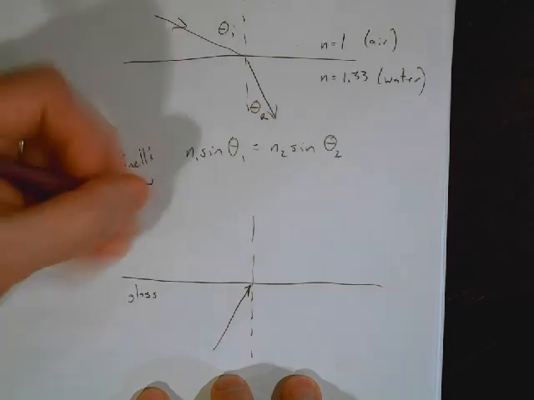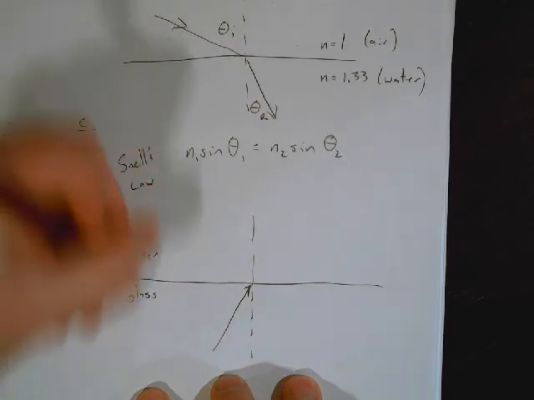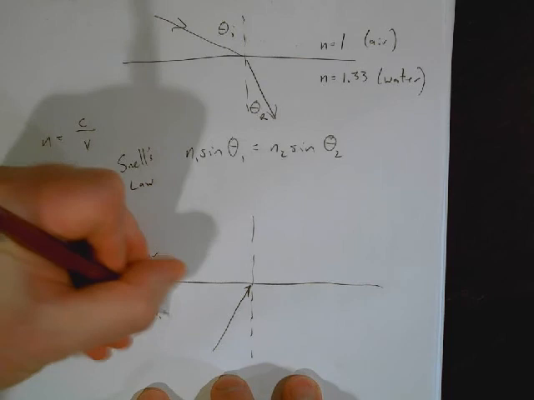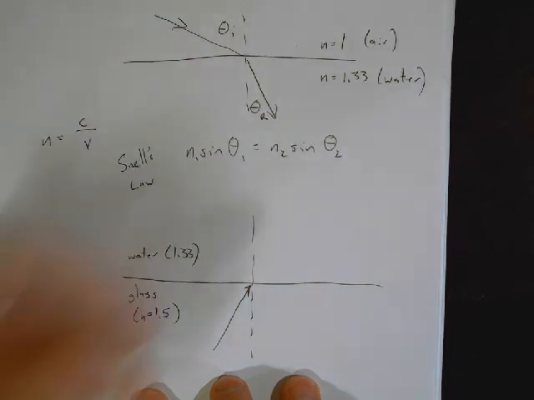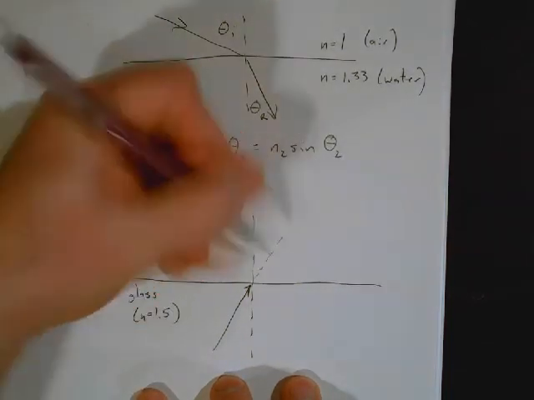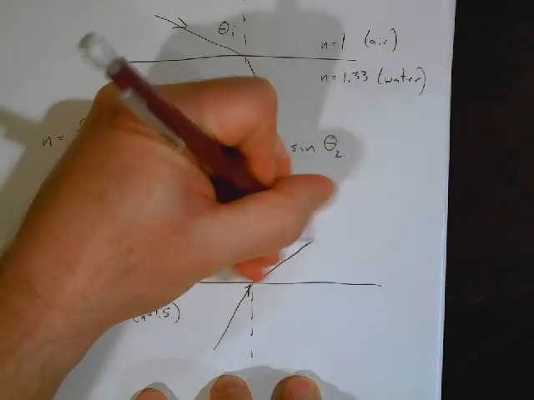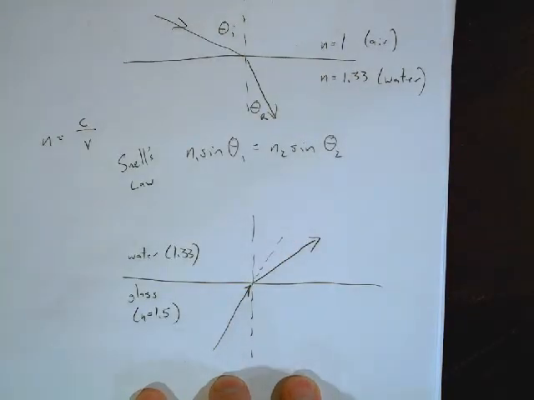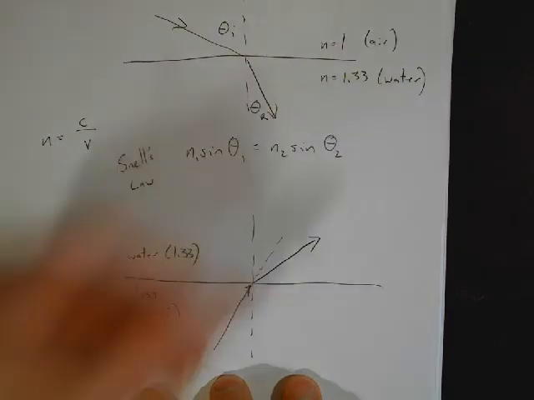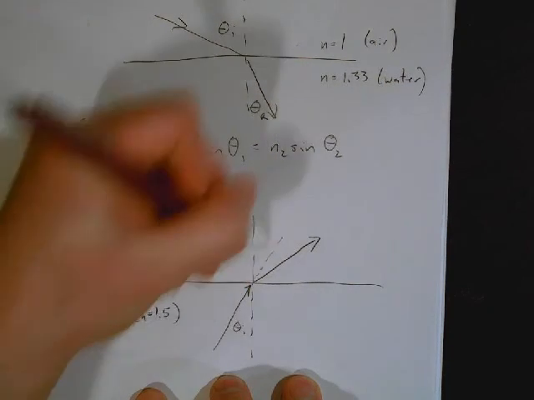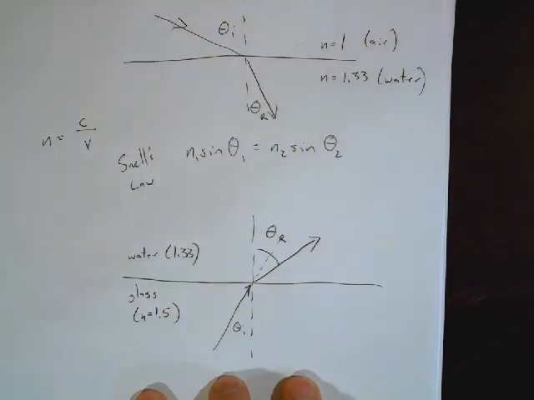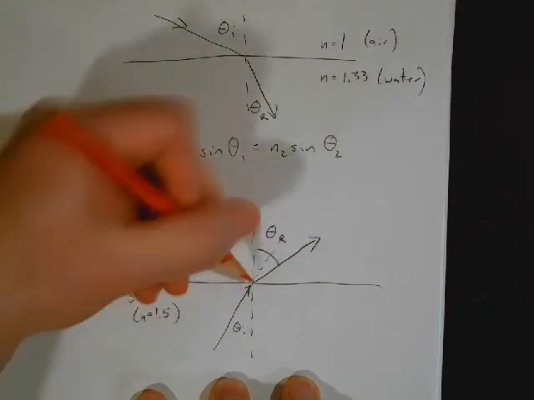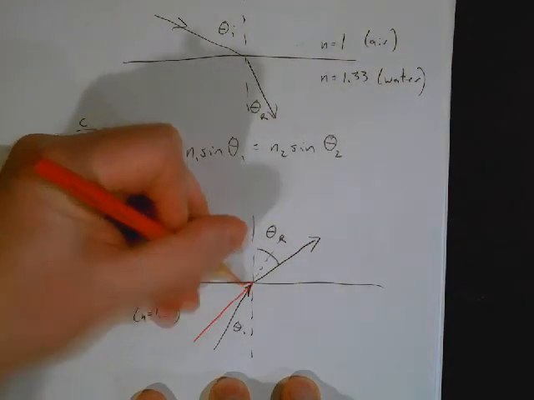it would bend. So let's say I'm going from glass to, I don't know, let's say water. Glass is 1.5, water is 1.33. So that light, instead of traveling straight, is going to bend this way, and it's going to speed up a little bit. Again, this would be my angle of incidence. That would be my angle of refraction.